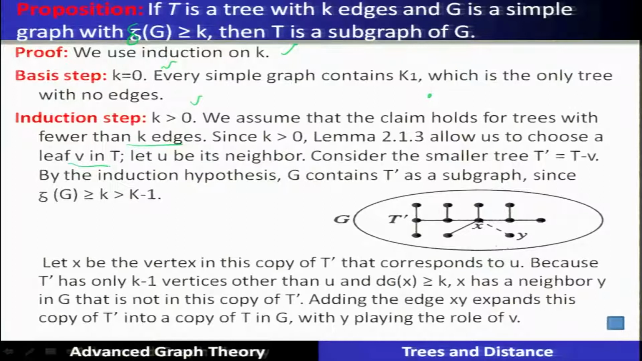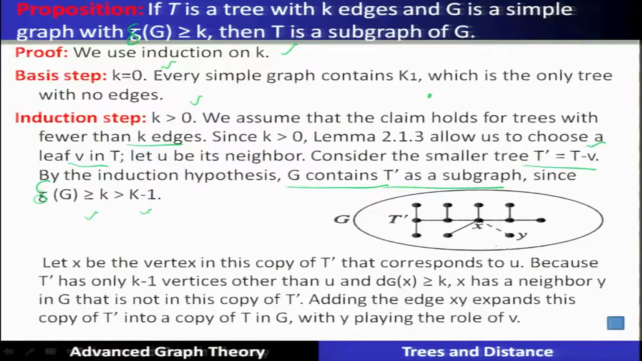Let u be its neighbor. Consider the smaller tree T prime, which is obtained by removing a particular vertex v. By the induction hypothesis, G contains that smaller tree T prime as a subgraph, since the minimum degree of G is greater than k, and k is greater than k minus 1.